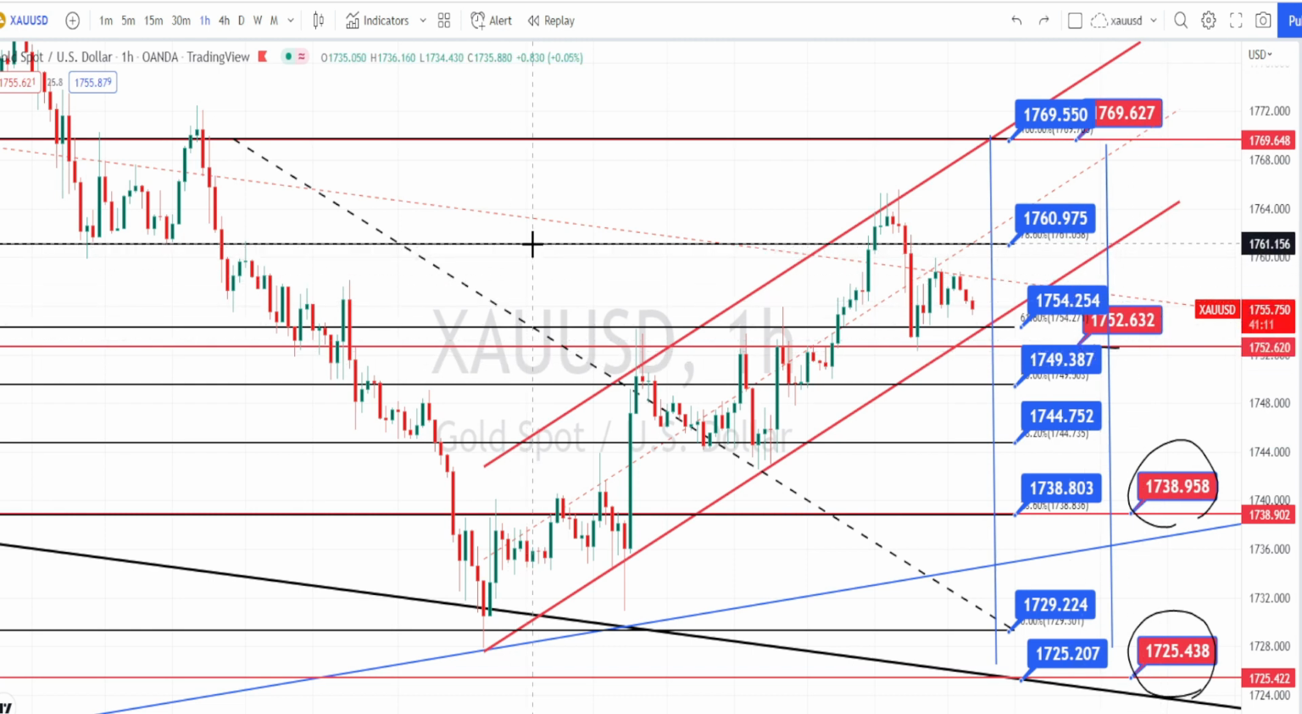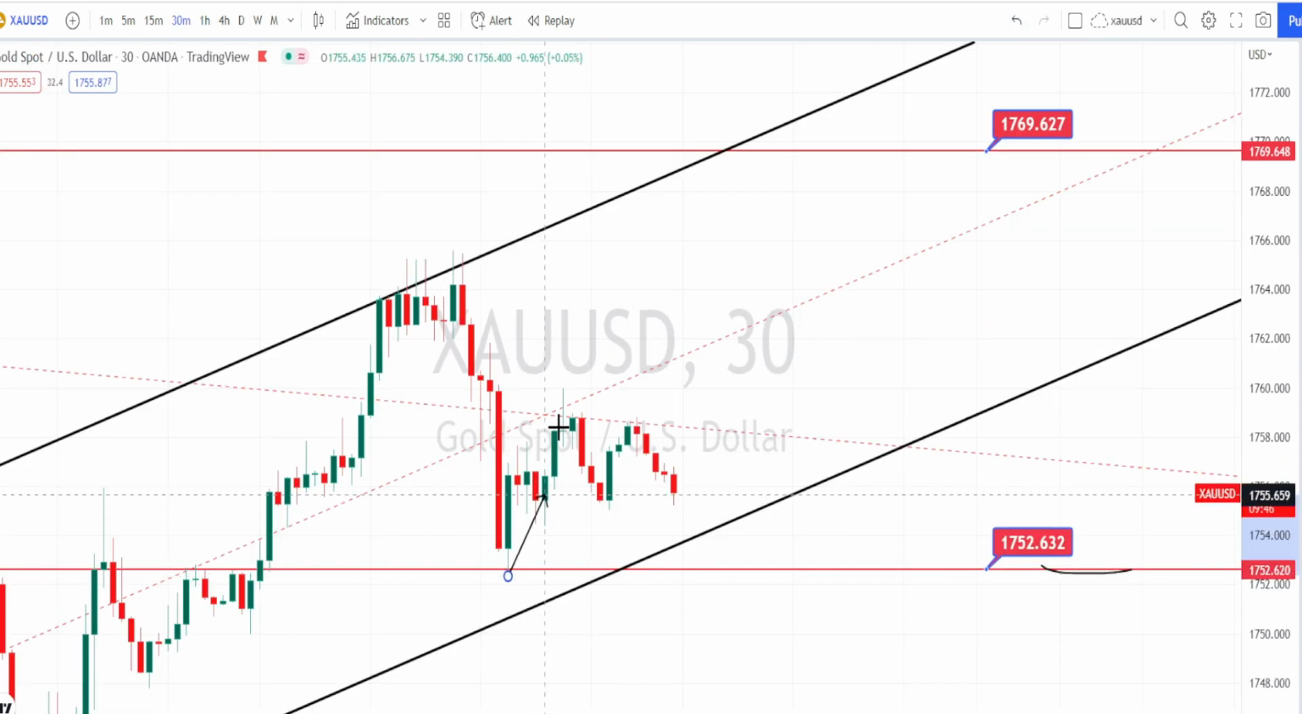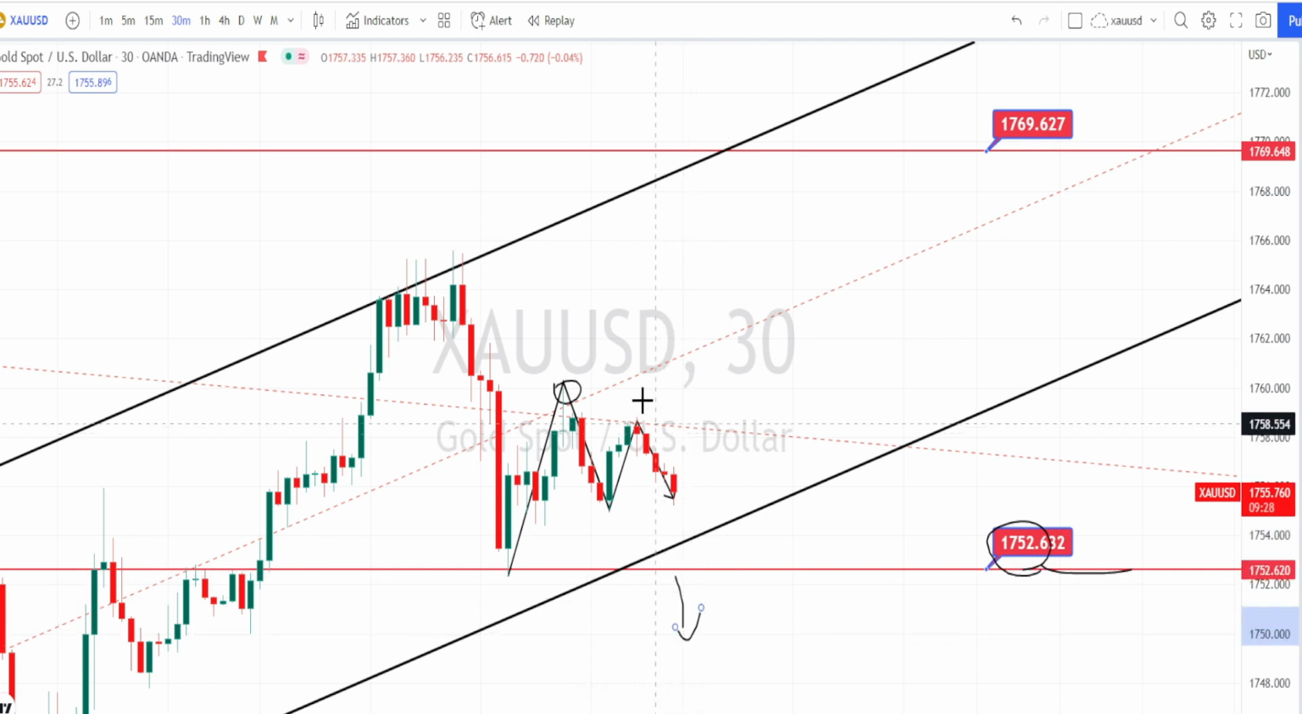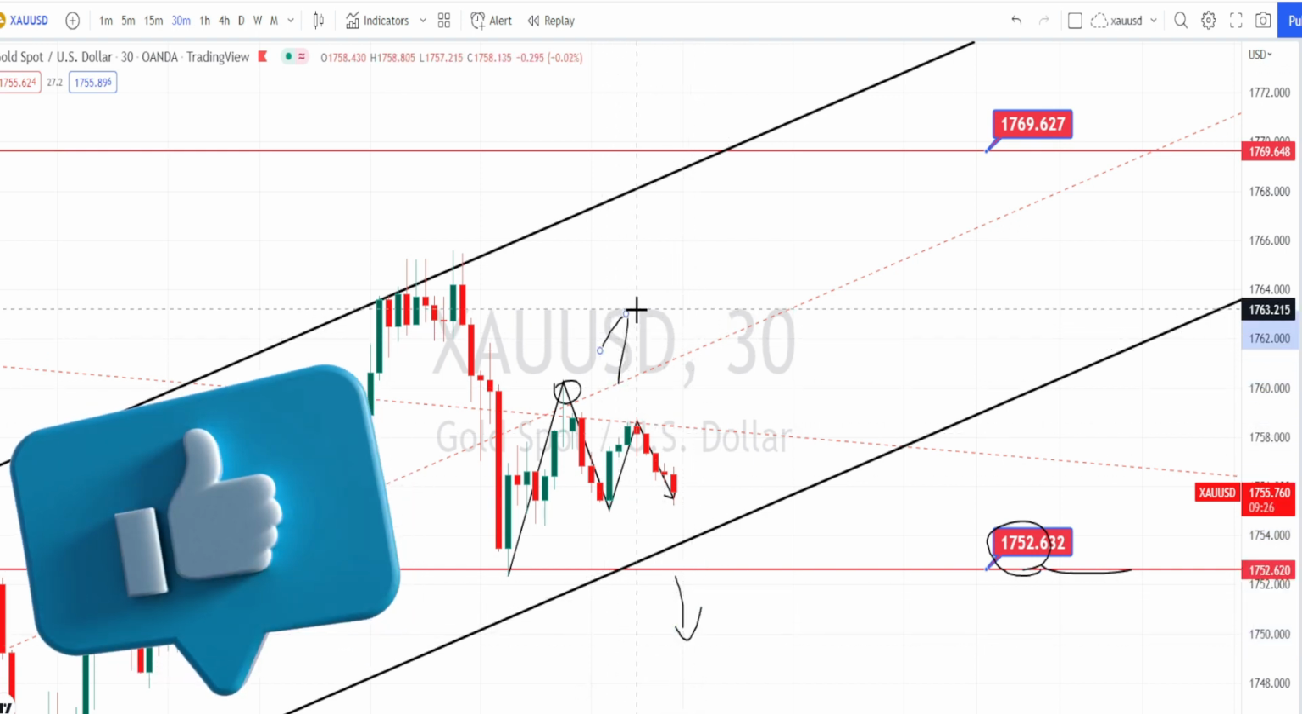Let us do the analysis in 30 minutes time frame. So the price action in 30 minutes time frame is trading sideways for now, or it is under a consolidation. Wait for the price action to break the previous high or to break the higher time frame support level of 1752 in order to take a directional trade in 30 minutes time frame.